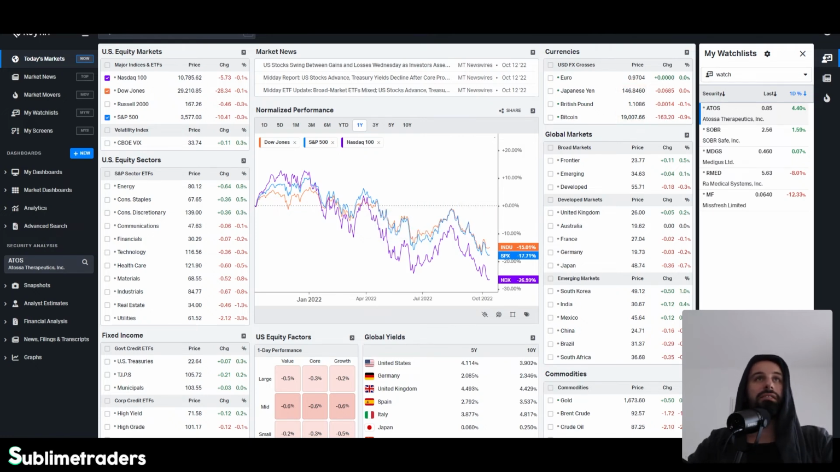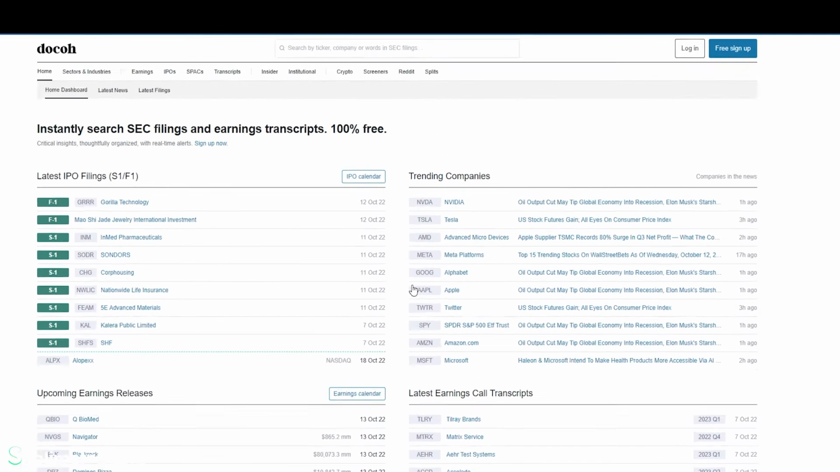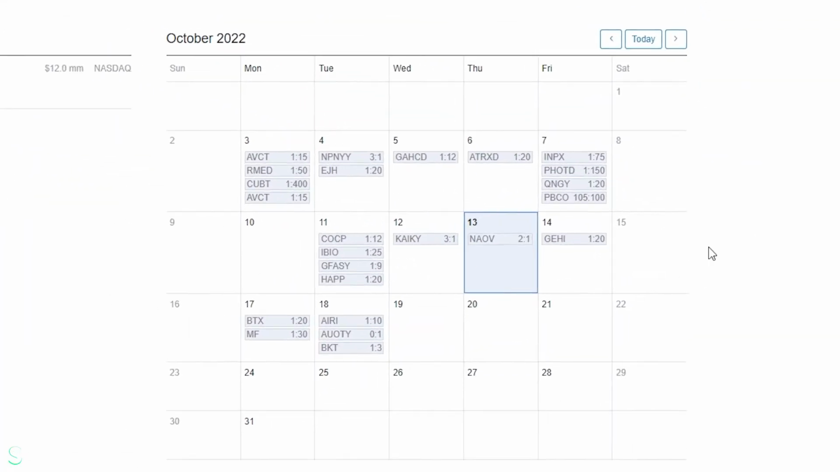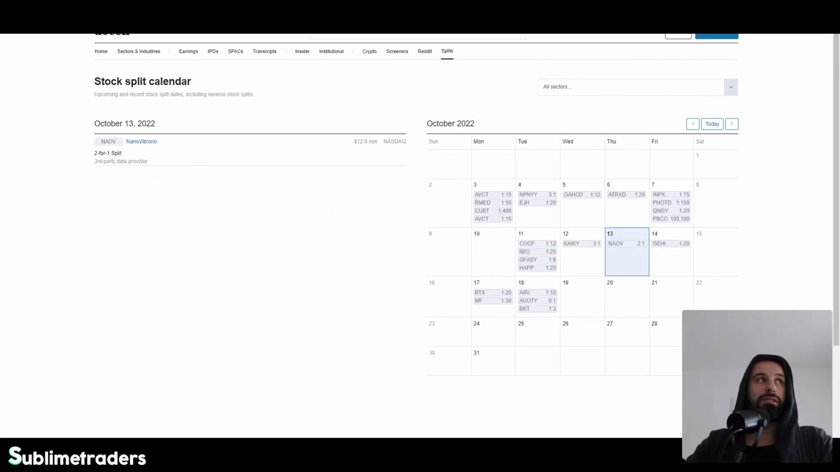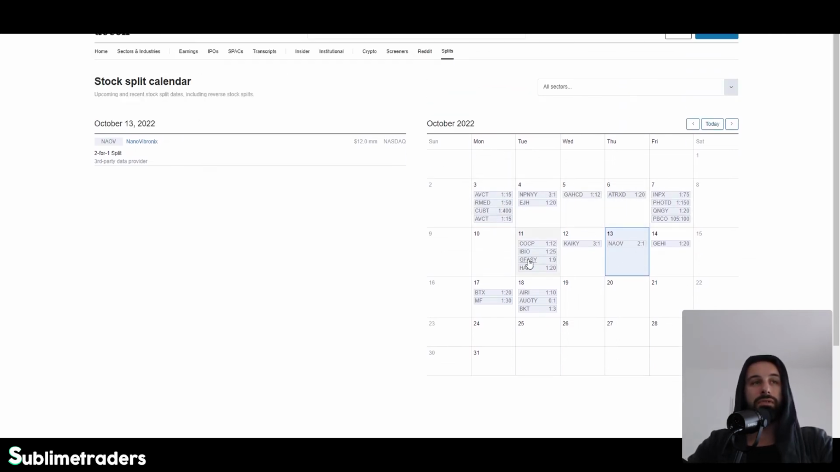And the last is Doko, which is a site that has a lot of news related to stocks. And we are using the splits, so the stock split calendar here. This allows us to have an overview of the splits that took place and that will take place in the following days. Now note that not all splits are announced several days before. Some splits are announced the same day, so it's really hard to quantify and to analyze the fundamentals sometimes. And also some news don't make it here.